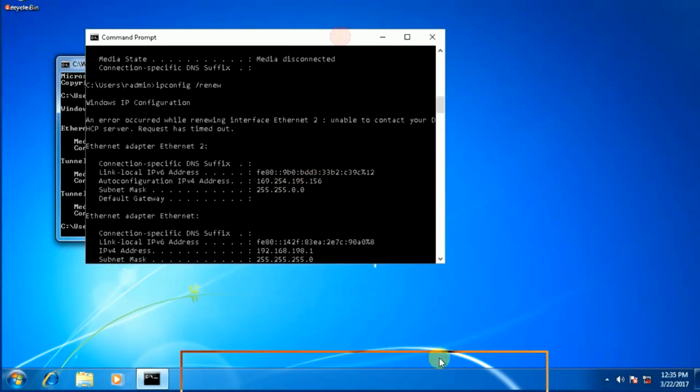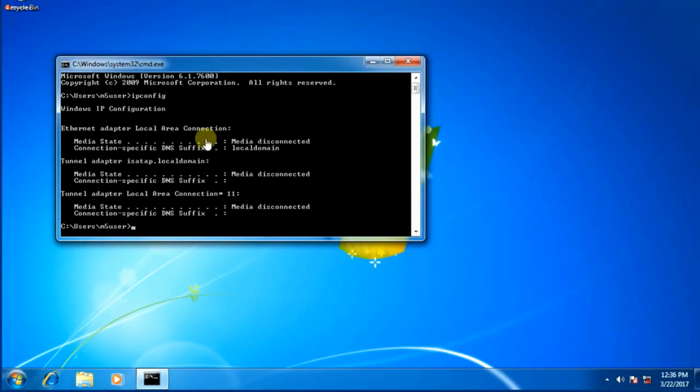So this might indicate that either the router or the server that gives out these IP addresses is not working. So what would it look like if I had a healthy connection? Well, let's see. We'll go do that next. I'll restore a healthy connection, and I'll show you what that should look like.